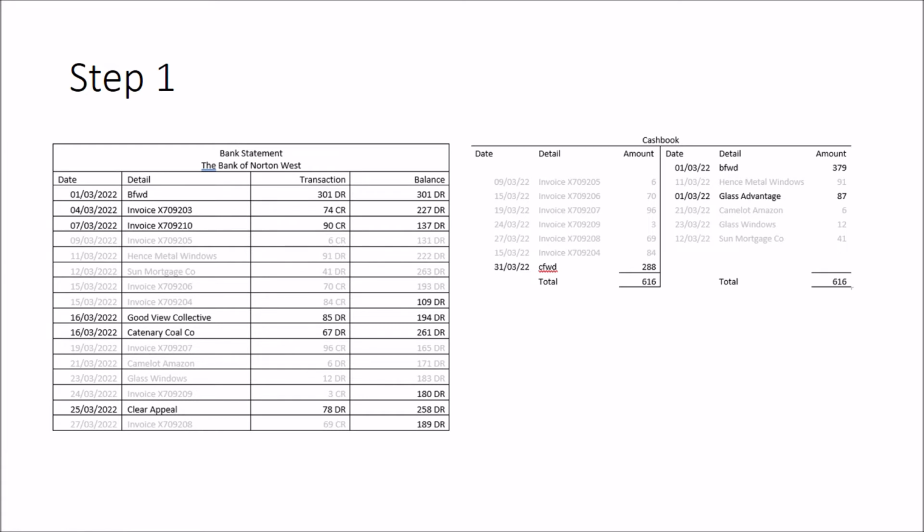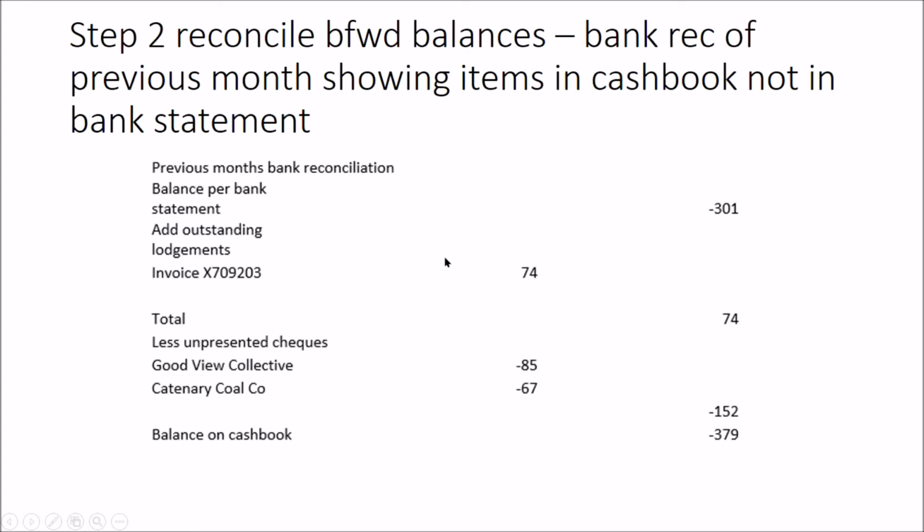So in the previous period, there are some items that happened, and now they come in the bank statement after the period end. So if I go to step 2 and I'm reconciling the brought forward balances, there was the minus £301, the money that was owed to the bank by the company. And these items here, this payment into the bank and these two payments out of the bank, so outstanding lodgements, which are payments into the bank that hadn't cleared the bank statement, and unpresented checks, payments out of the bank that hadn't cleared the bank statements.